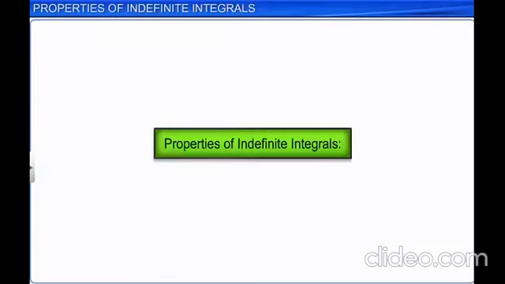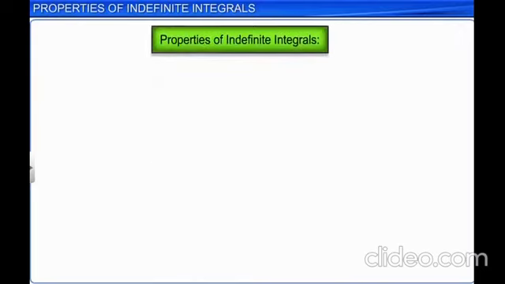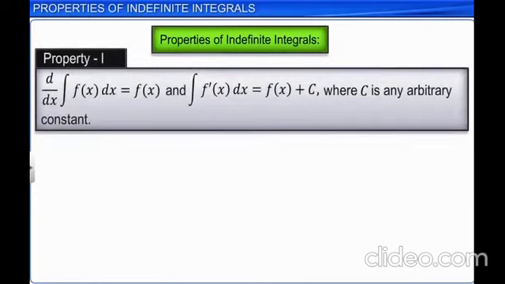The process of solving indefinite integrals can be quickened by some simple properties. Let's learn about these properties one by one. The first property states that the process of differentiation and integration are inverses of each other. That is, the derivative of integral of f of x with respect to x is equal to f of x, and the integral of the derivative of f of x with respect to x is equal to f of x plus c, where c is any arbitrary constant.